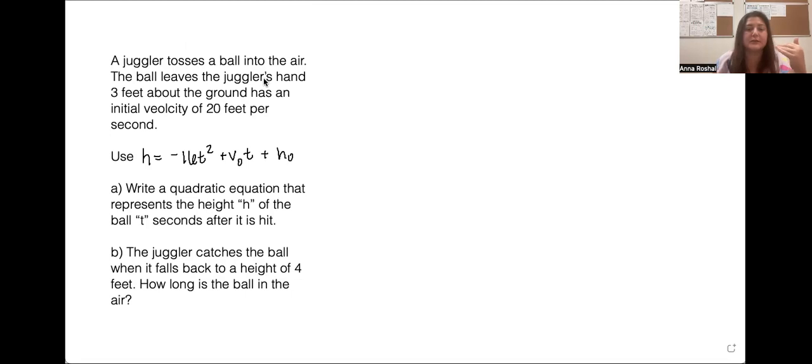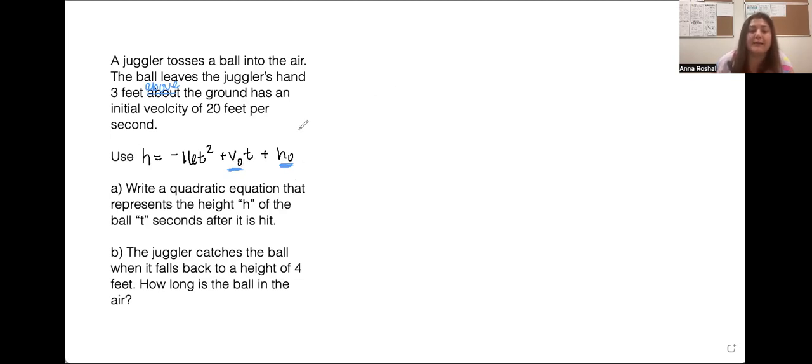The ball leaves the juggler's hand 3 feet above the ground, and it has an initial velocity of 20 feet per second. So then it says use this equation, and part A says write a quadratic equation that represents height h of the ball t seconds after it is hit. So when we use this equation, we're actually going to say hey, this is my initial velocity and this is my initial height. That's the VO and HO business.